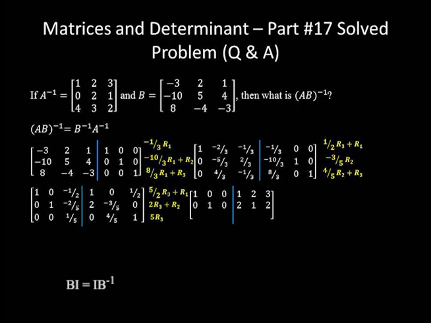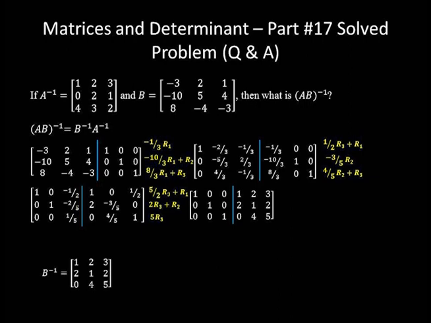Multiplying row 3 elements by 5 gives us 0, 0, 1, 0, 4, and 5. At this stage, the identity matrix comes from back to the front. Thus, the new matrix we found is B inverse, meaning B inverse is this 3 by 3 matrix.